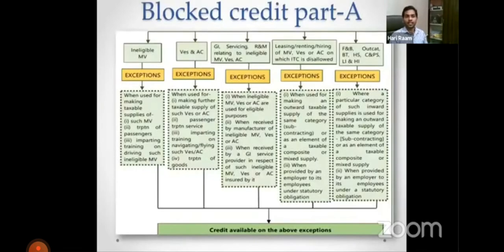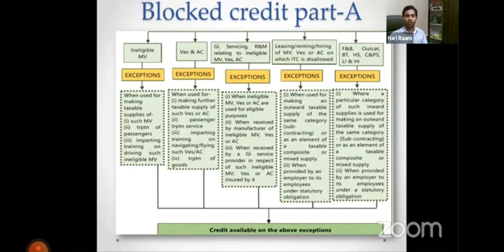Here the exceptions can be understood very clearly. Ineligible motor vehicle is nothing but a vehicle with seating capacity of less than 13 members including the driver. What are the exceptions? We already said: if it is used for the purpose of business, when it is carrying passengers, and when it is used for a driving school. The same exception is applicable for vessels and aircraft.